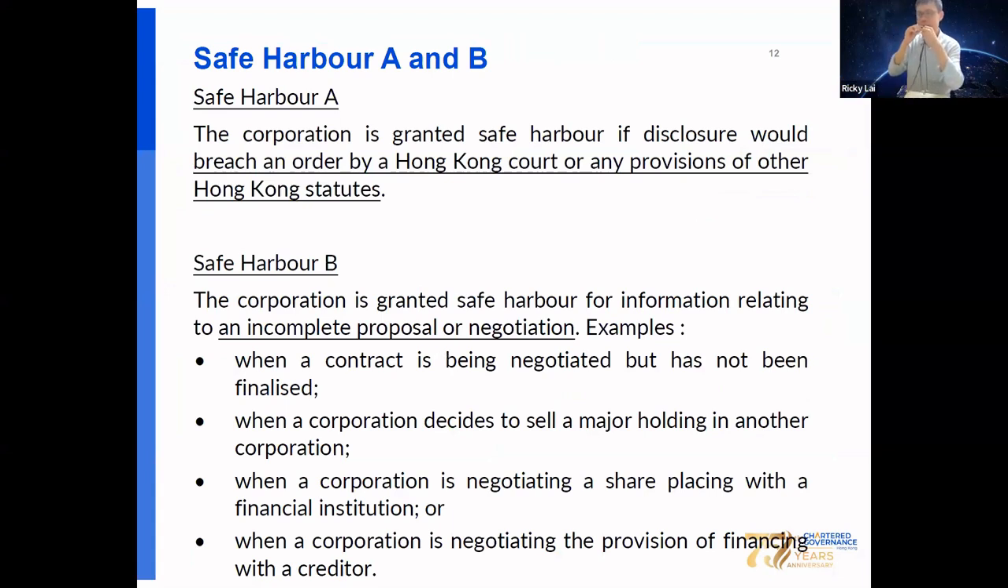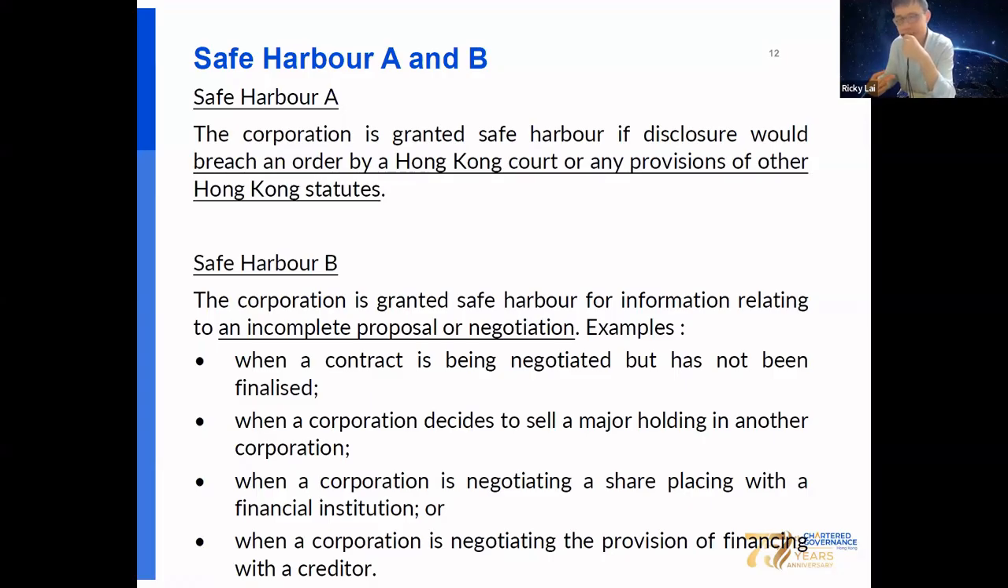You should know some ideas on safe harbors, because the SFO provides some exemptions not to disclose the inside information announcement. The first one is safe harbor A. That is, the corporation is granted safe harbor where the disclosure would breach any Hong Kong court orders or any provision of other Hong Kong statutes.